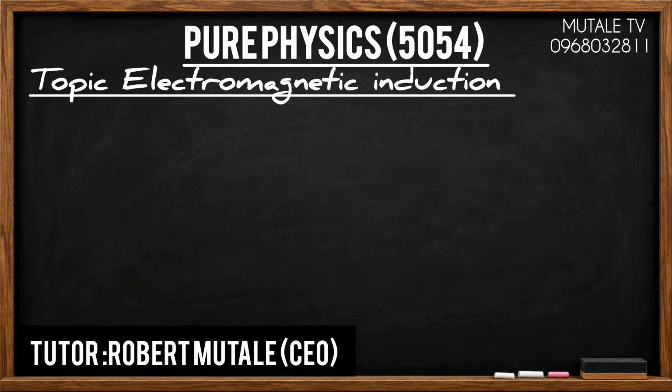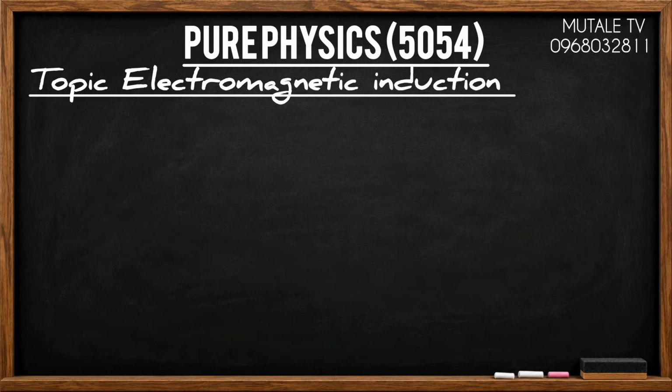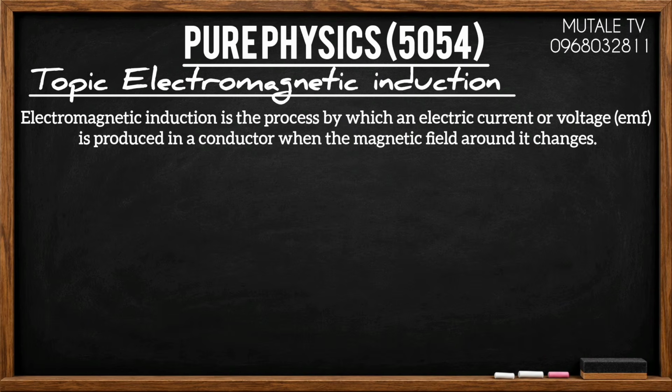Alright, so in today's lesson, we're going to learn the topic electromagnetic induction. We need to define what electromagnetic induction is. By definition, electromagnetic induction is a process by which an electric current or voltage is produced in a conductor when the magnetic field around it changes.